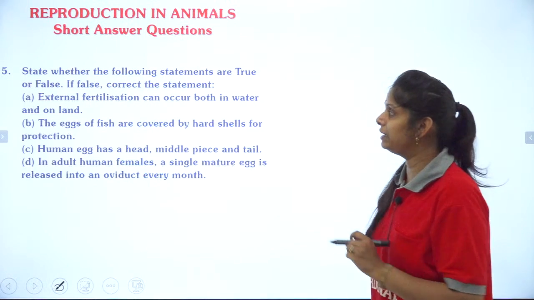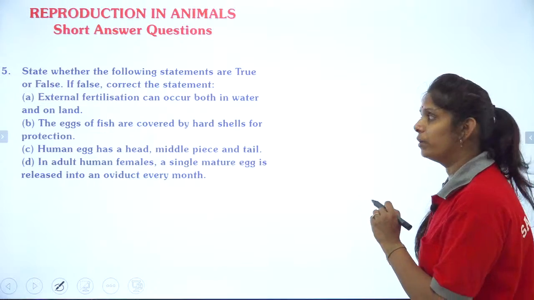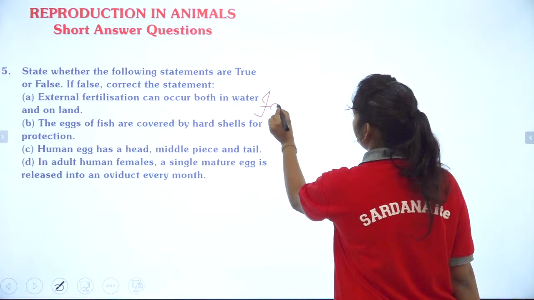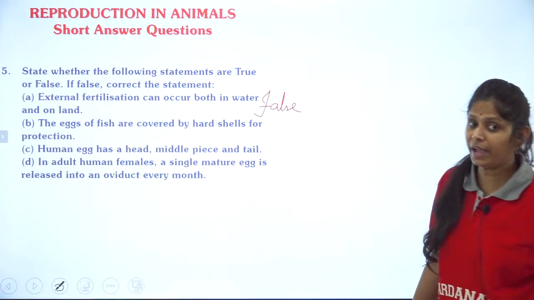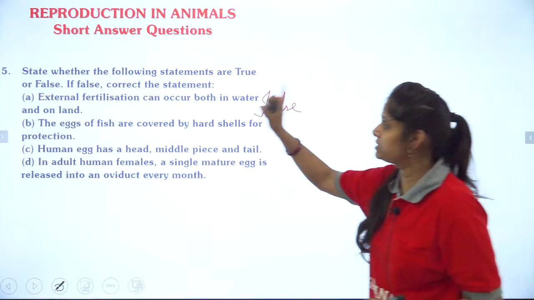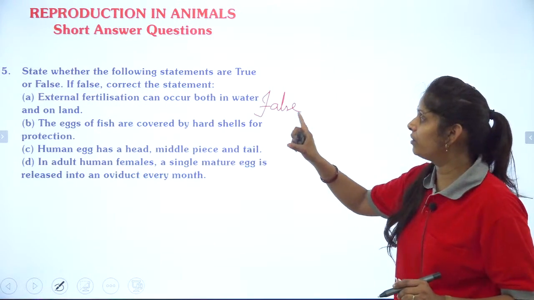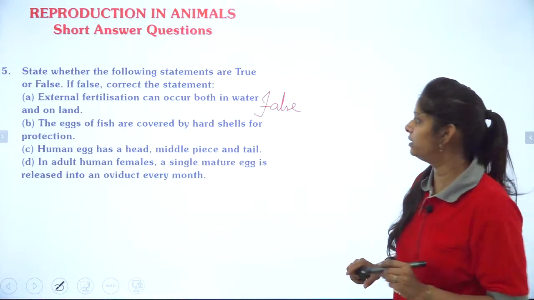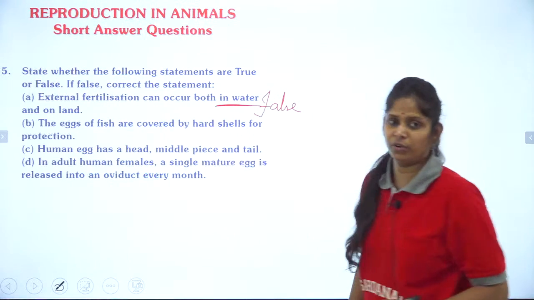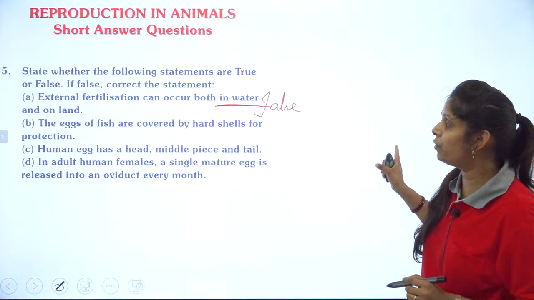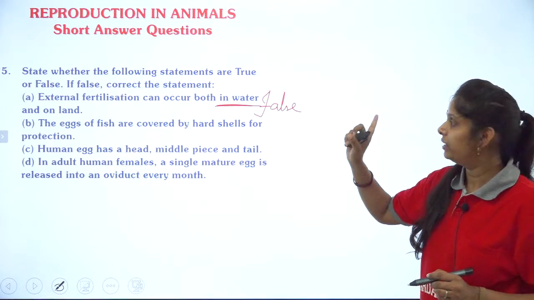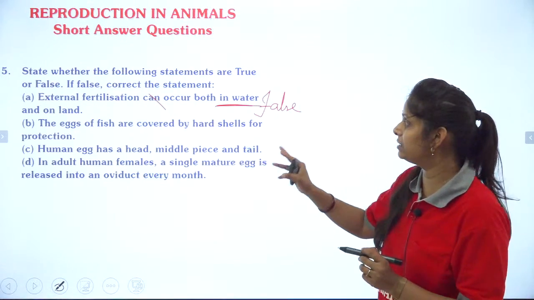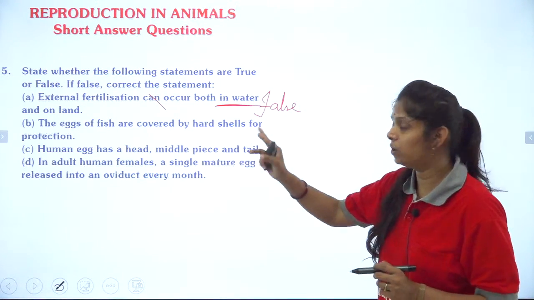First is: external fertilization can occur both in water and on land. What do you think about this statement? According to me, this statement is absolutely false. How will you correct it? External fertilization can occur only in water, not on the land. So how will you write the sentence in correct form? Leave out the word 'can' also. External fertilization occurs only in water, not on land.